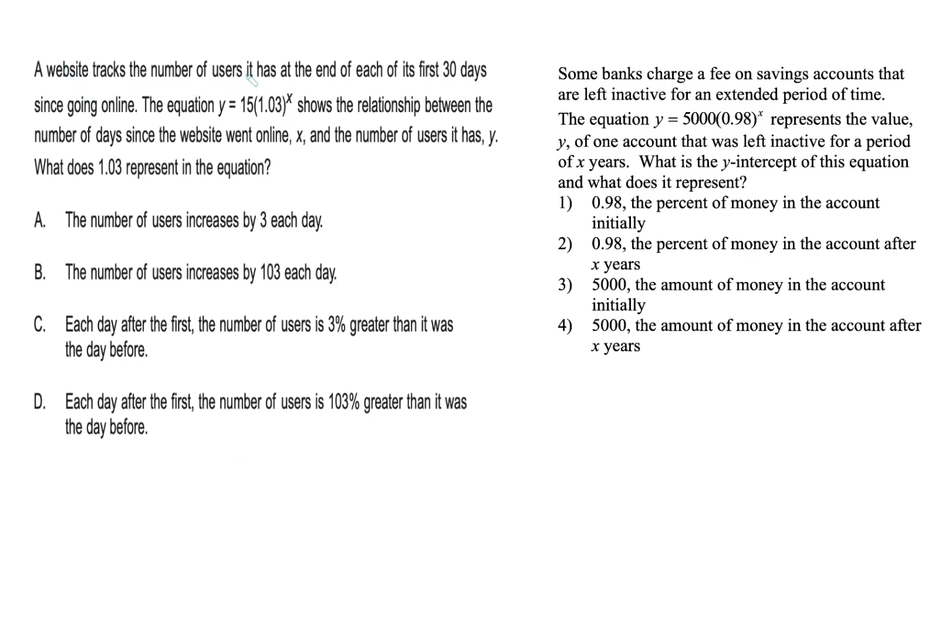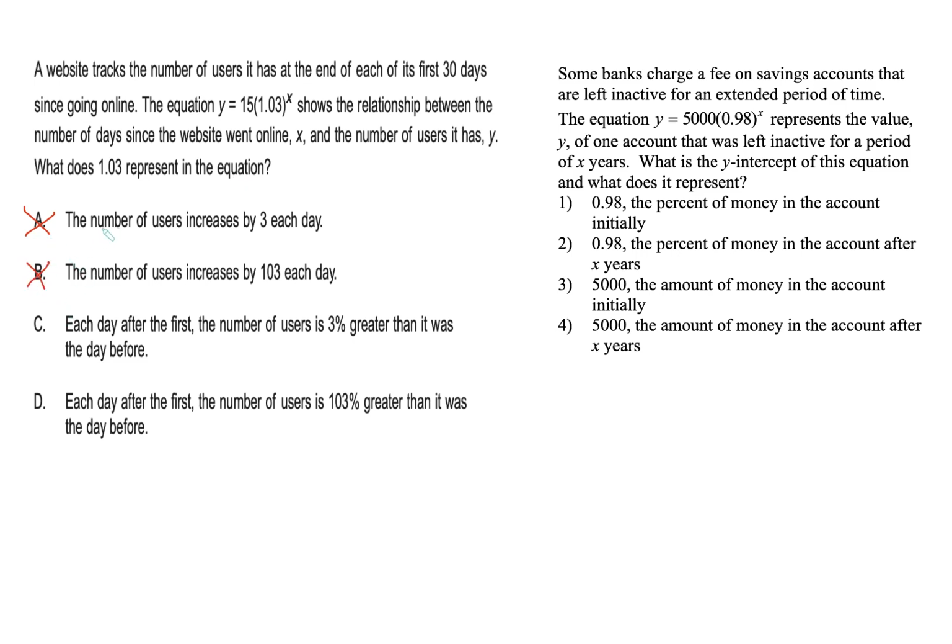A website tracks the number of users it has at the end of each of its first 30 days since going online. The equation y equals 15 times 1.03 raised to the x shows the relationship between the number of days since the website went online, x, and the number of users it has, y. What does 1.03 represent in the equation? Now remember, exponential decay or exponential growth means that your quantity is increasing or decreasing by a percent. With that being said, I'm going to eliminate A and B.